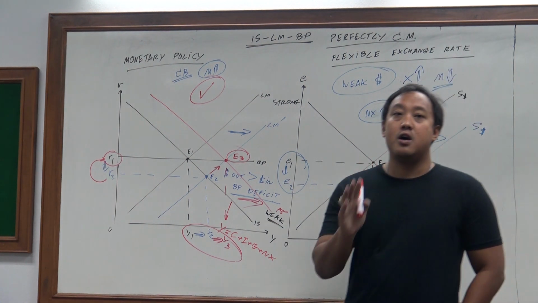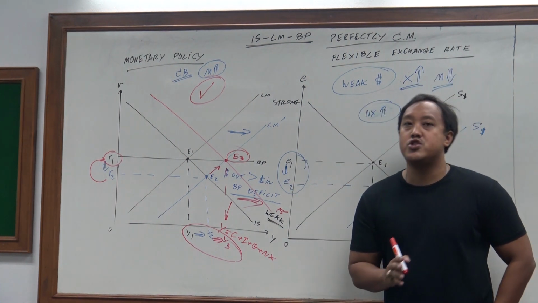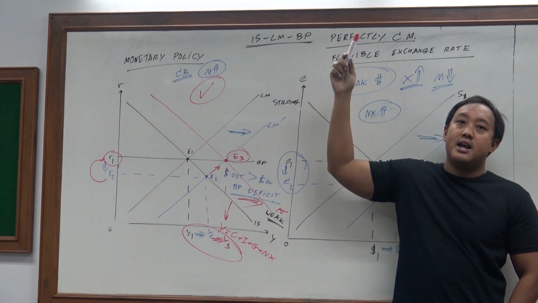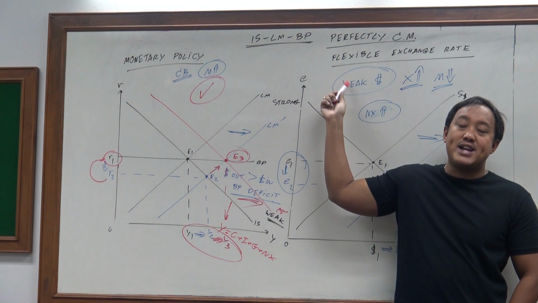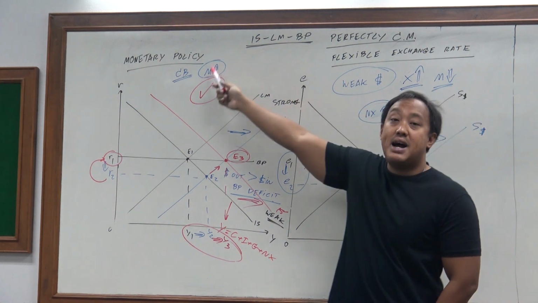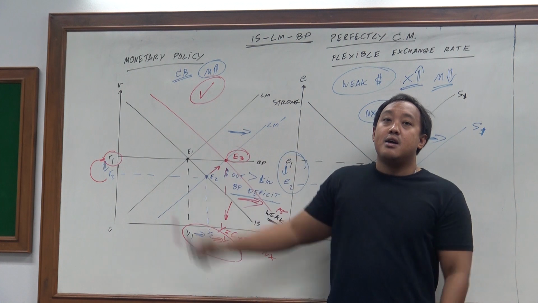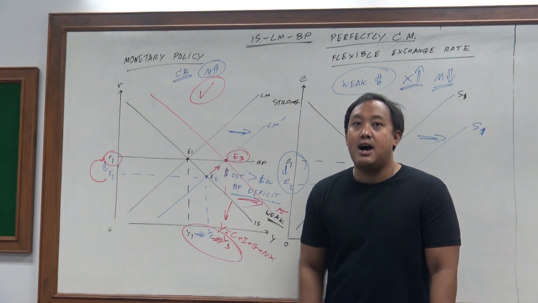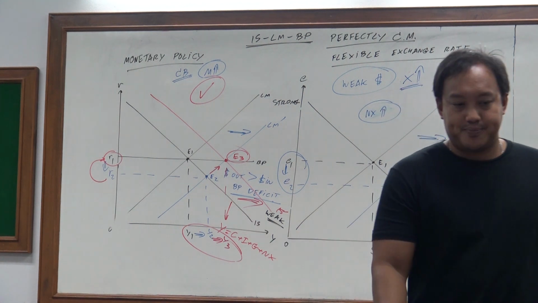So in conclusion, if your country has perfect capital mobility and uses a flexible exchange rate, monetary policy works, fiscal policy doesn't work. So this is where it comes from.